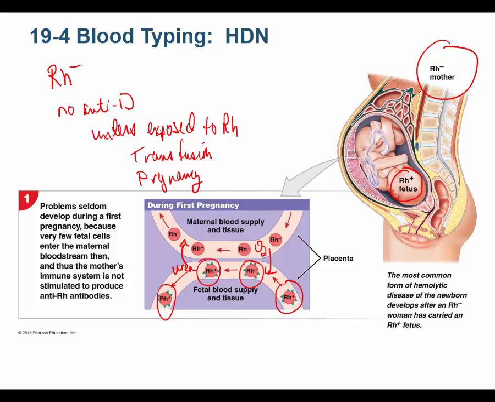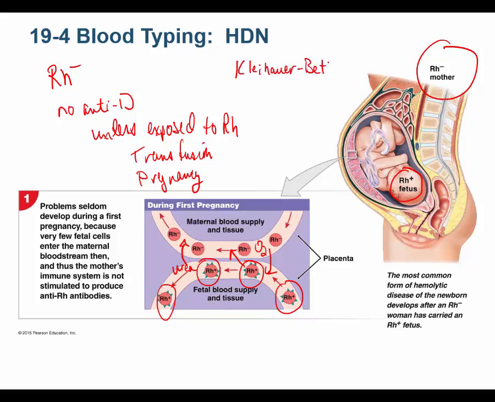Well, every now and again, one of these Rh positive cells slips through there. That can happen. It doesn't happen a lot, but some baby cells get into mother circulation. We do a stain for this in the lab, and it's called the Kleihauer-Betke stain. Let me spell it for you.